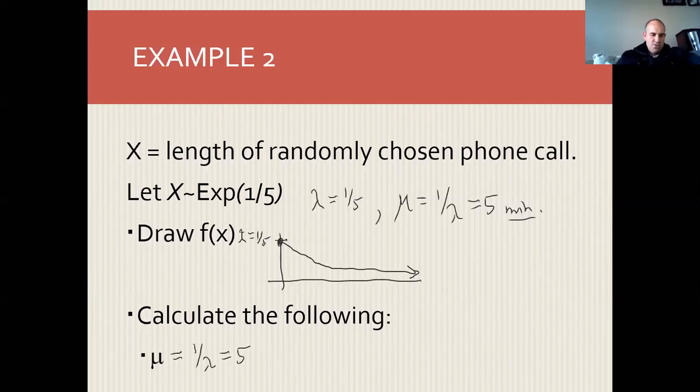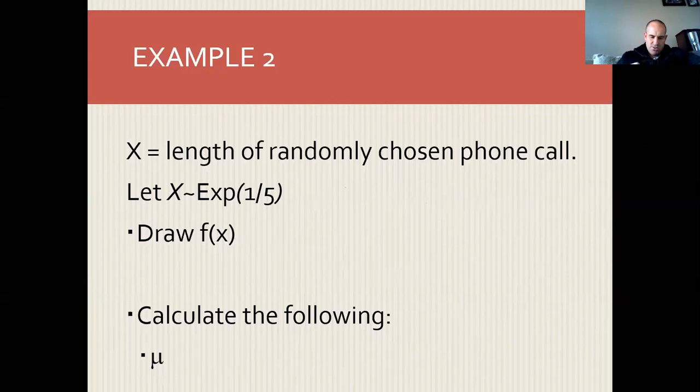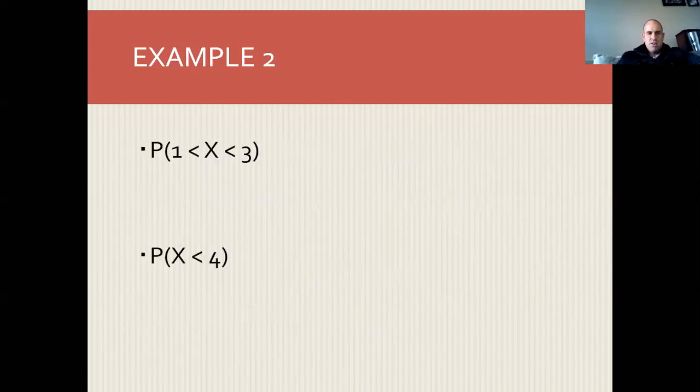All right. So there's that. Let's see. I think we're going to do a couple of other things with this. Okay. Find the probability that x is between 1 and 3.